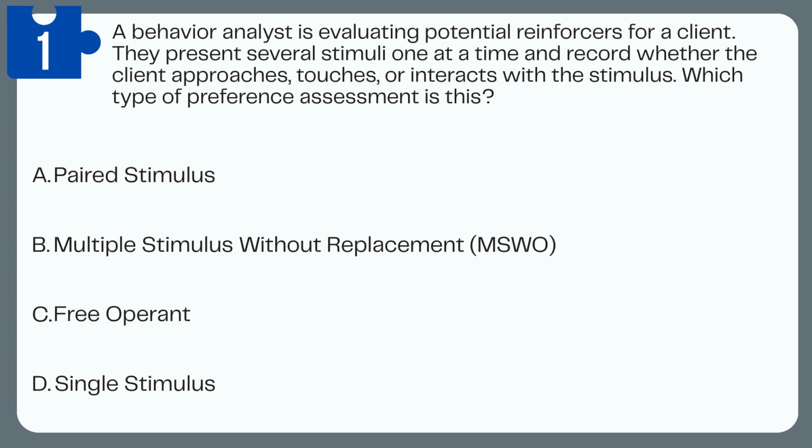Question 1. A behavior analyst is evaluating potential reinforcers for a client. They present several stimuli one at a time and record whether the client approaches, touches, or interacts with the stimulus. Which type of preference assessment is this? A. Paired stimulus. B. Multiple stimulus without replacement, MSWO. C. Free operant. D. Single stimulus.